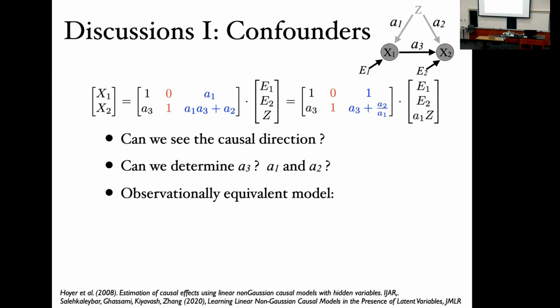X1 causes X2, and X2 does not cause X1. I'm very sure about it. Why? Because if X2 causes X1, then X2 receives influence from something, but the same thing does not influence X1. But if X2 influences X1, that's not possible. If you cause me, then anything that causes you will also cause me. That's why we can see the direction.